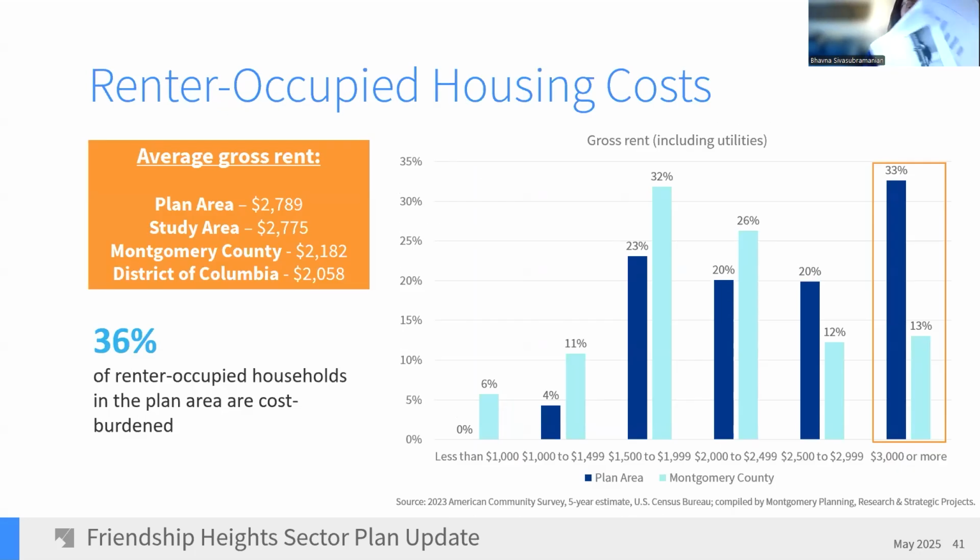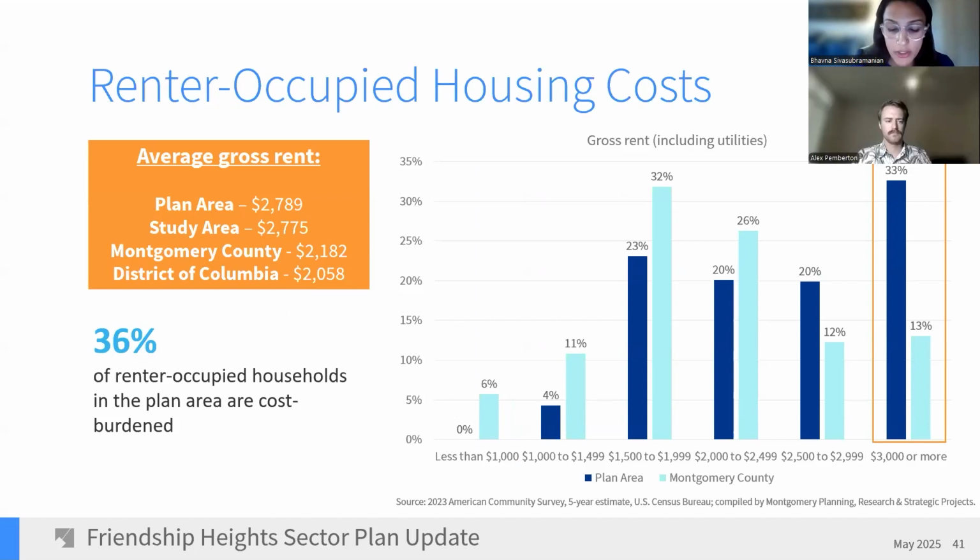Next. And finally, now looking at the renter households in the plan area and their housing costs. These are measured here as gross rent, including utilities. Similar to what we saw for owner-occupied costs, the plan area and the study area had higher monthly rents relative to Montgomery County, with average costs reaching almost $2,800 a month. Montgomery County and DC had average rental costs lower at around $2,100 a month.